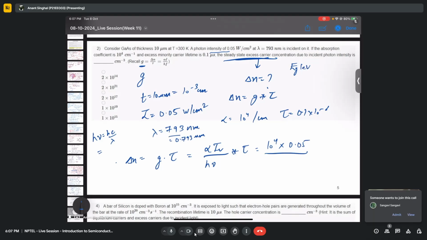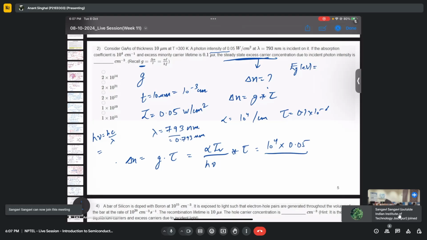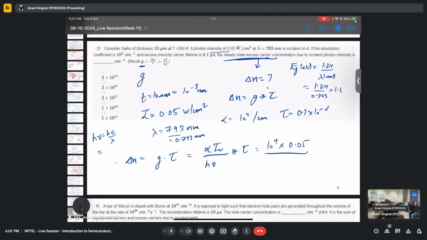Eg in electron volt is 1.24 divided by lambda in micrometer. So 1.24 divided by 0.793, this is 1.56 if I'm not wrong. So I'll write here 1.563, and I should convert it into joules. The lifetime is 0.1 microsecond, right? So it is 10 to the minus 7. So this will be the answer.